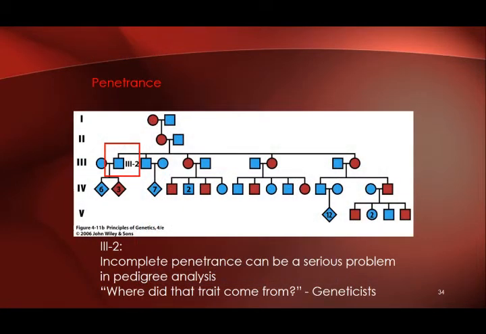So in genetics, this is a problem, because in pedigree analysis, you use a pedigree to determine where this disease comes from. Does it come from the mother's side or the father's side? But if you have somebody with incomplete penetrance, he will not have the trait. But suddenly when he marries somebody else, the children suddenly have the trait. So it is confusing for geneticists because you cannot determine where the disease comes from.